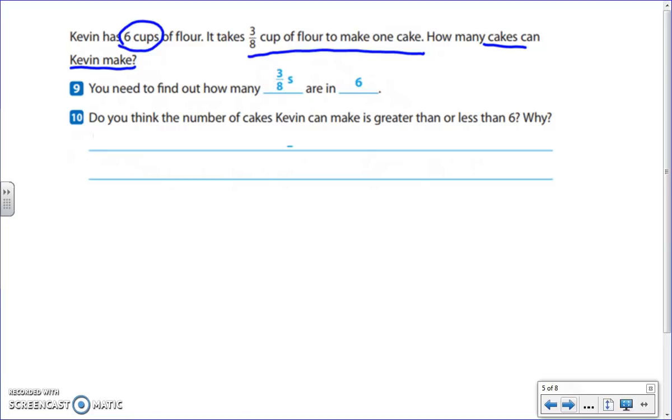So when I think of this, I know that, okay, well, if each cake just took 1 cup of flour, I know that he could make 6 cakes because he has 6 cups of flour.